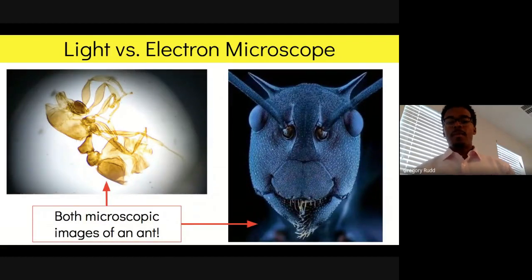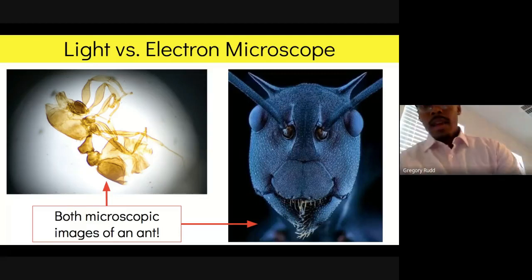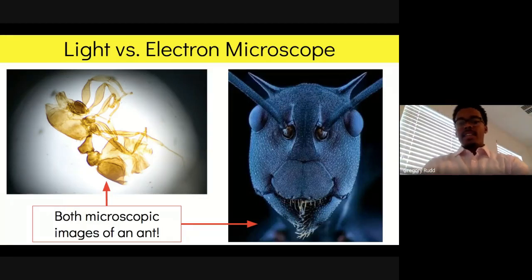Okay, so here's an example of the difference in strength of the two. Your light microscopic image is on the left, and your electron microscopic image is on the right. The way an electron microscope works is that it will shoot electrons at your object, and the electrons are bounced back in a specific pattern. Based on the size and the density of the object, the electrons get bounced back and they can create an image of the object.